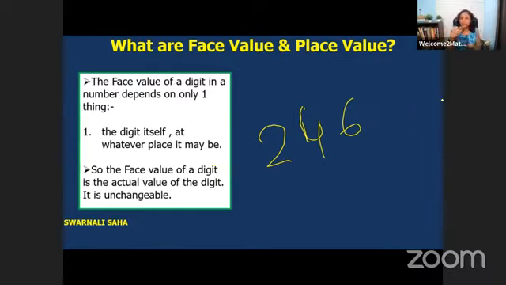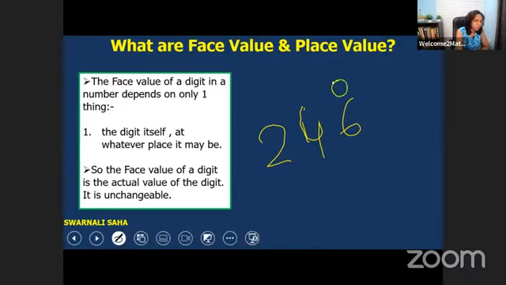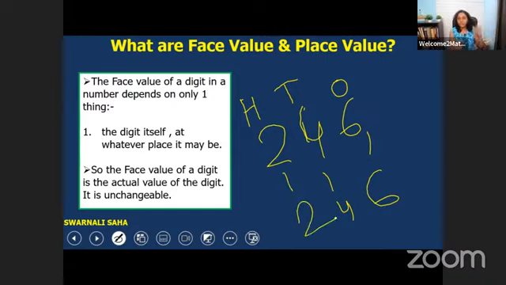So 246 is a 3-digit number. Now 6 is at 1's place, 4 is at 10's place, and 2 is at 100's place. Now let's see the face value of the digits in this number. First, 6 is at 1's place, but the face value of 6 is 6. The face value of 4 is 4. And the face value of 2 is 2. Face value remains the same all the time.